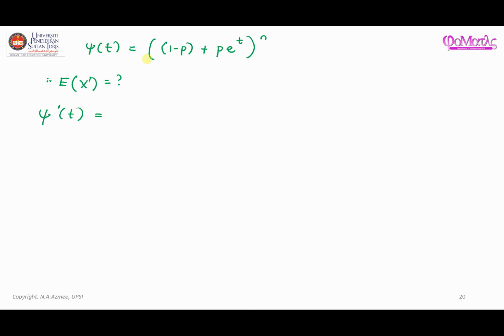What happens here is we're going to use the chain rule. The result is that n will be brought forward, so here we have n, and we maintain the whole thing inside: (1 minus p plus p e^t) to the power of n minus 1. Then you focus on the inside of this bracket and differentiate it with respect to t. What happens when you differentiate 1 minus p with respect to t? The answer is 0. What happens when you differentiate p e^t with respect to t? It will be p e^t, so it stays as p e^t.